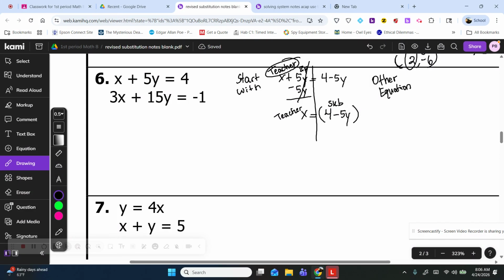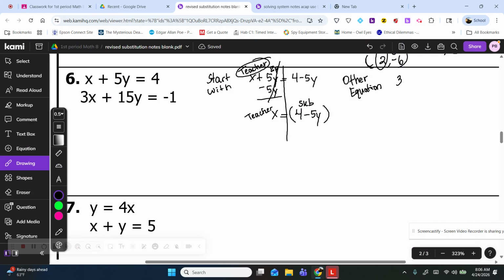So you start with, well, no, I don't want to say start with. So you write 3x plus 15y equals -1. But we're only starting right here, okay? Then we just move into this other equation.